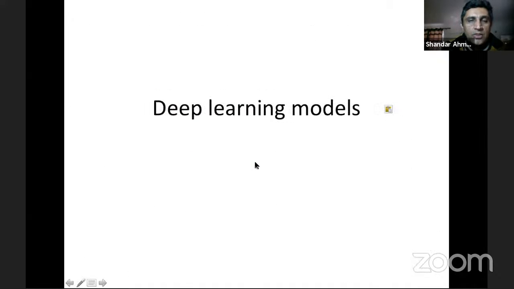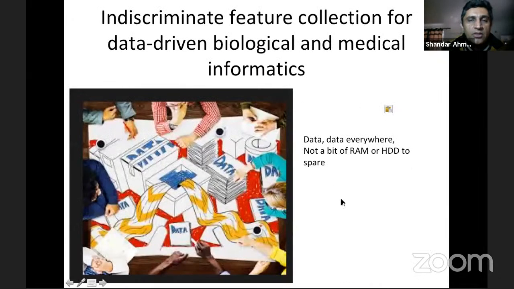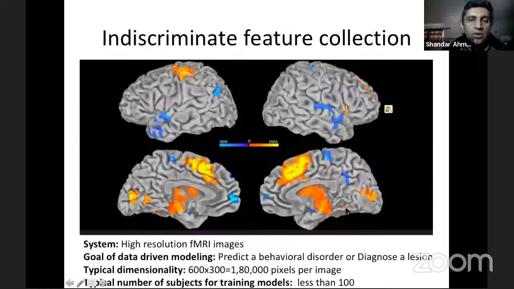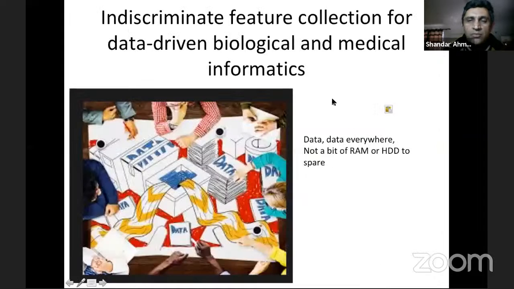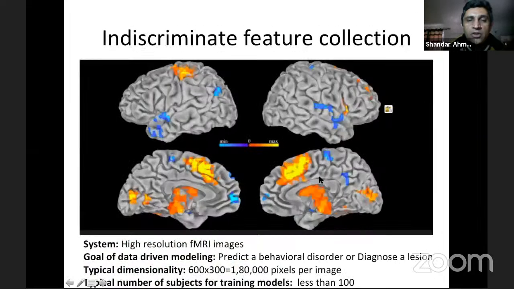I'll also touch upon briefly some deep learning models. Again, I have already discussed with you the dimensionality issue, and here is some putting it in perspective. What is the kind of dimensionality we are talking about? If you're looking at the MRI images from the brain, a single image has 600 by 300 pixels, which is 180,000 features. And if you are feeding the entire image as the input to our model, we have a huge number of features.